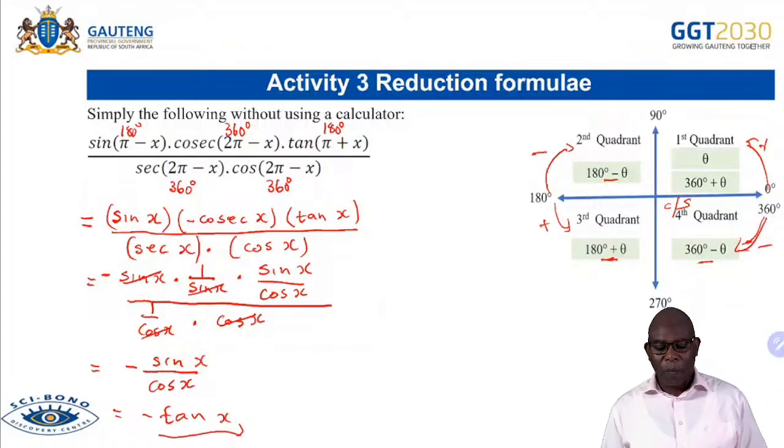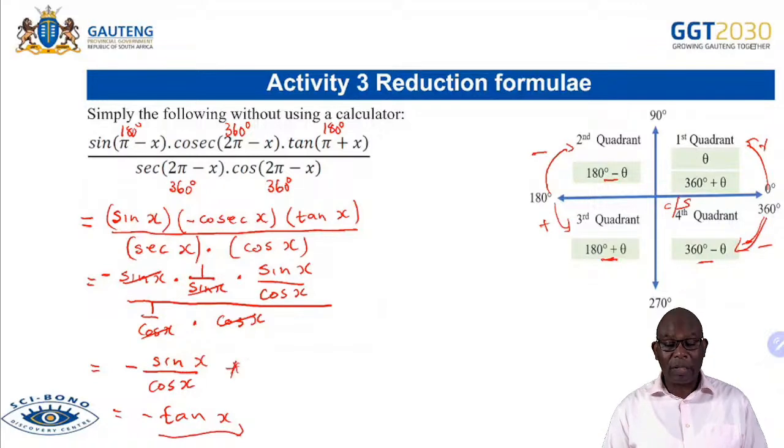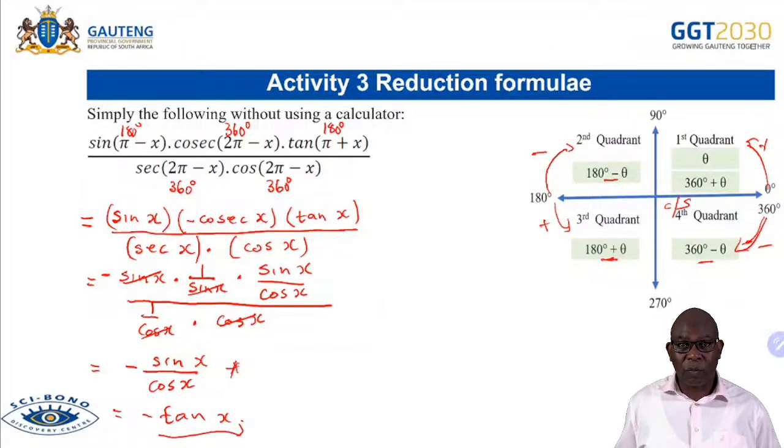Sometimes the question says simplify this to one trigonometric ratio. If they didn't say it, you can leave it here and you still get full marks. Leave it there, then still get full marks also. So the reduction formula questions, the marks range from 5 to sometimes 7 or 8 marks. Please go and practice that, and then you get your full marks on these questions. They are not very difficult.